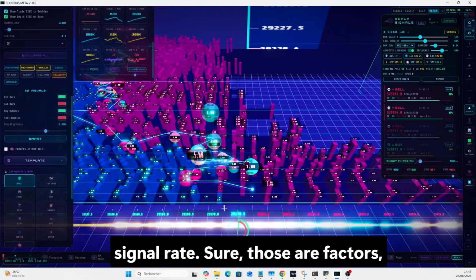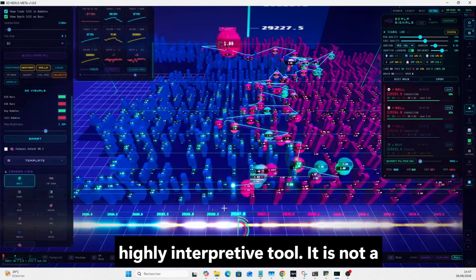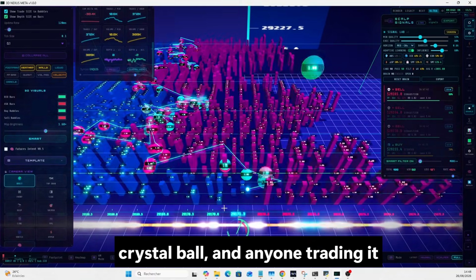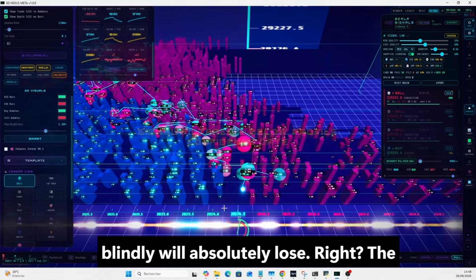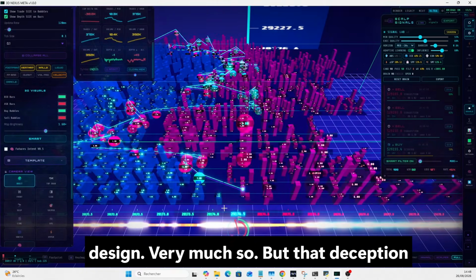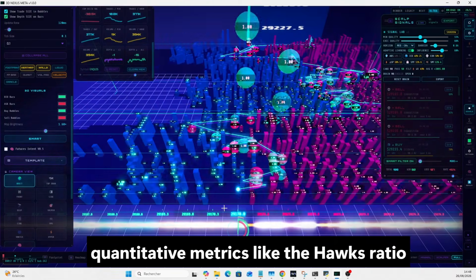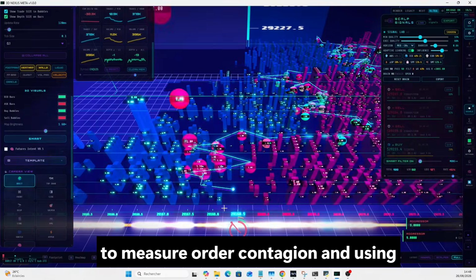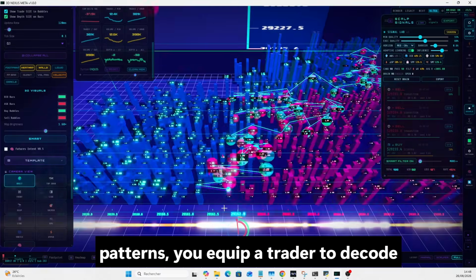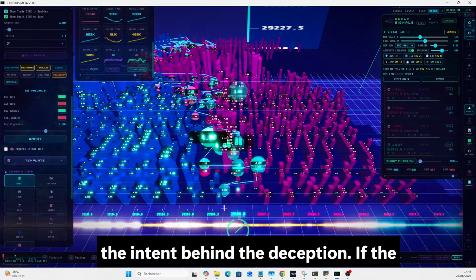Sure, those are factors. Which means this visualization is a highly interpretive tool. It is not a crystal ball. Oh, it's definitely not a crystal ball, and anyone trading it blindly will absolutely lose. Right. The order book is inherently deceptive by design. Very much so. But that deception isn't impenetrable. By layering quantitative metrics like the Hawkes ratio to measure order contagion, and using intelligent gating to track spoofing patterns, you equip a trader to decode the intent behind the deception.